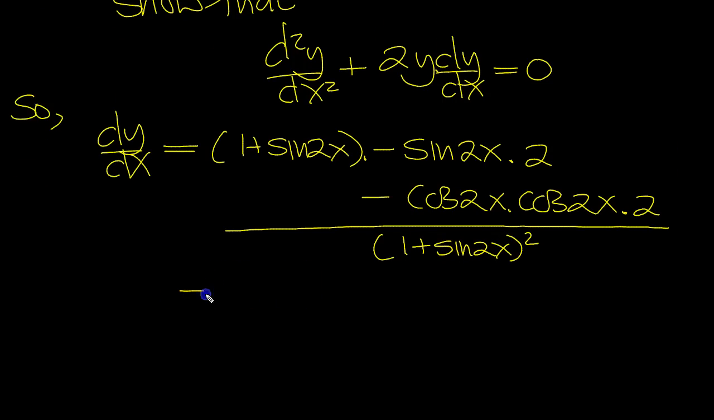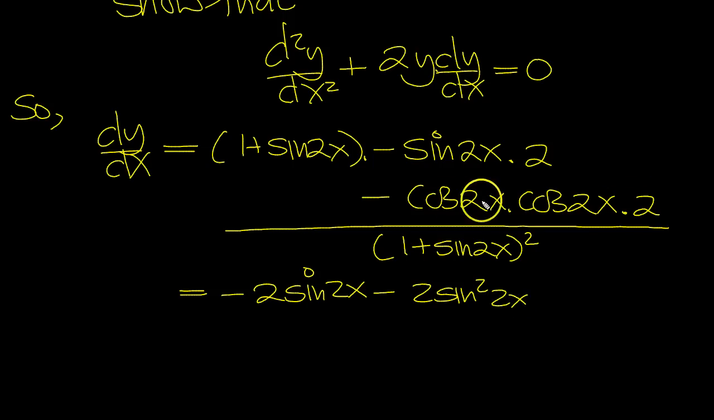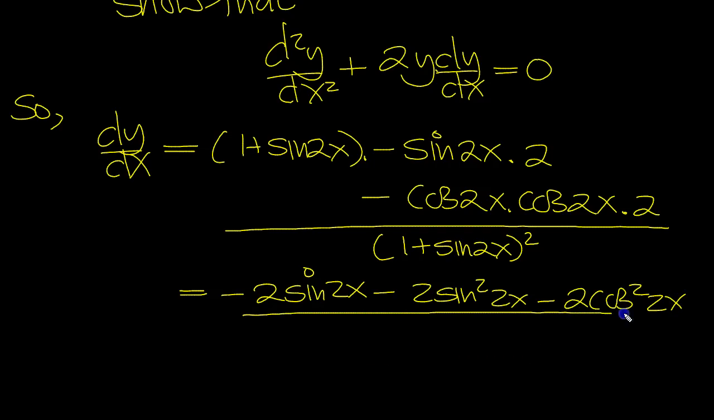So what have we got? We've got to expand this bracket. Now we've got minus 2 sine 2x outside the bracket times 1, minus 2 sine 2x, then minus 2 sine 2x times sine 2x, minus 2 sine squared 2x, and this one is minus 2 cos squared 2x. So that's the top part, all over 1 plus sine 2x, all squared. Okay, so that's what we've got.